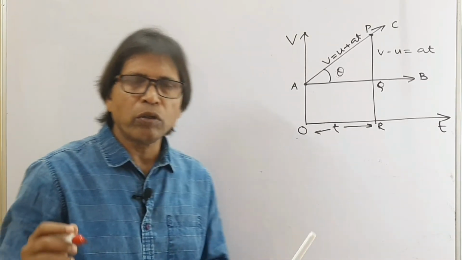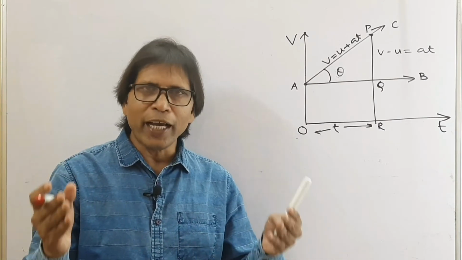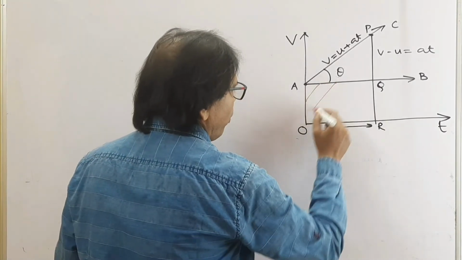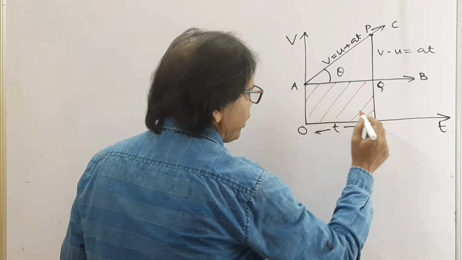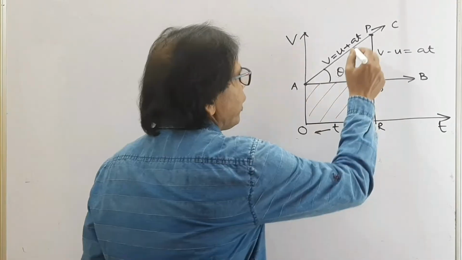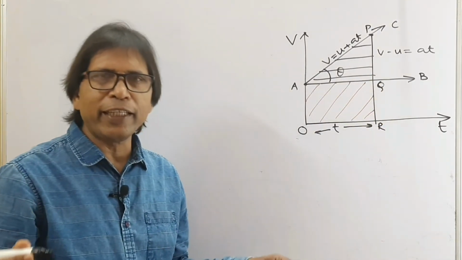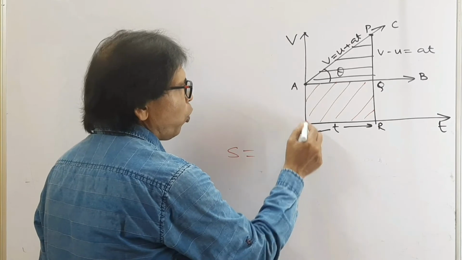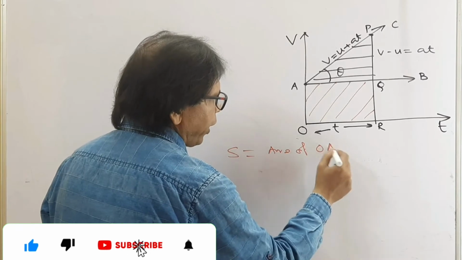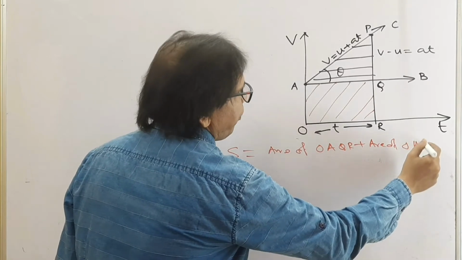Now we have to prove s equals ut plus half at square. We know the area of the VT graph represents displacement. The area of the rectangle represents the distance traveled by the body with uniform velocity u in time t, and this triangle represents the distance traveled by a body in uniform acceleration a. Total distance is the area of OAQR plus the area of triangle APQ.